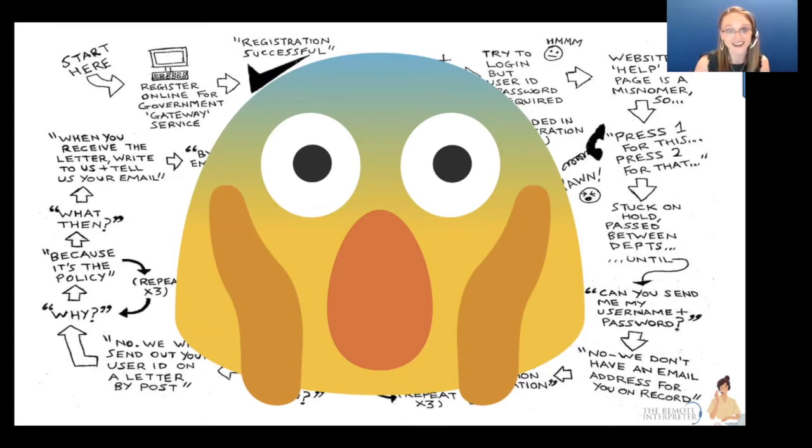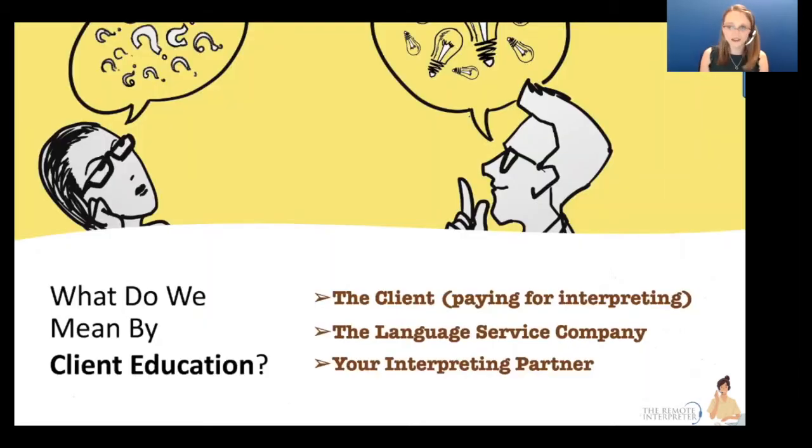It's a lot, and it's a lot because of the client education, right? Because you can do everything you have to do, and then you have a client who thinks they know what they're doing, which I actually think is more dangerous than a client who has no idea and knows that they have no idea. And the client education includes the person paying or contracting the interpreter, and that would be the language service company and your interpreting partner.